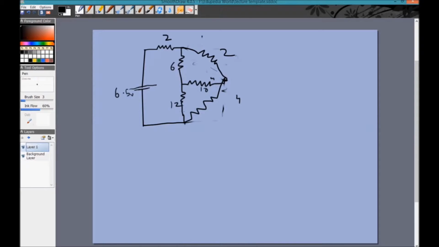Now 2 times 12 is 24, 6 times 4 is 24. So again this is a Wheatstone bridge, so again we can remove the inner 10 ohms. Now 2 plus 4 is 6 and 6 plus 12 is 18. So the new resistance will be the inverse of 1 by 6 plus 1 by 18. 1 by 6 is 3 by 18, 1 by 18 is 1 by 18, so 4 by 18, and 18 by 4 is 4.5. So these together have a resistance equal to 4.5 ohms. And now these two are in series, so the total resistance is 6.5 ohms.